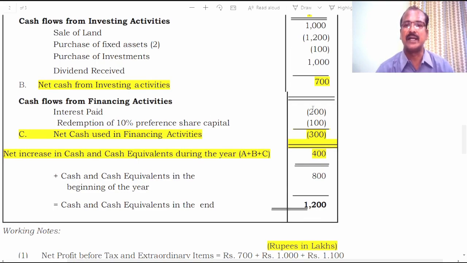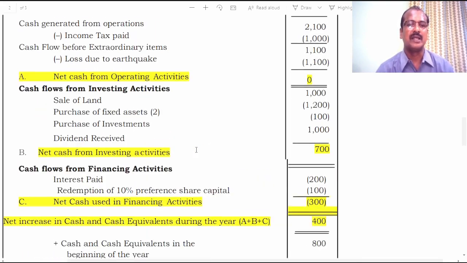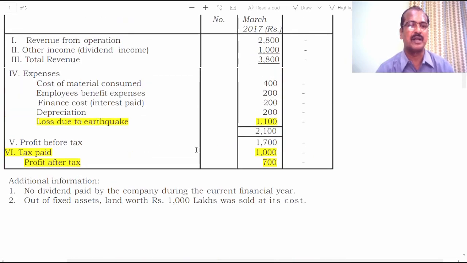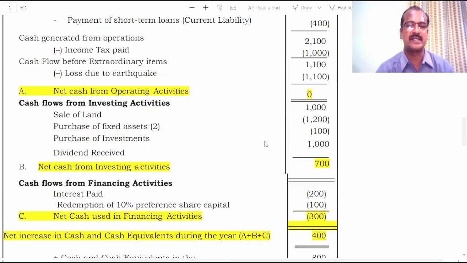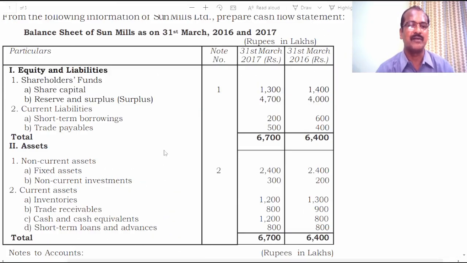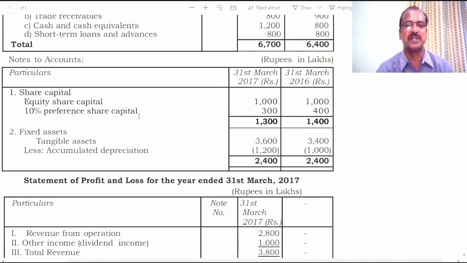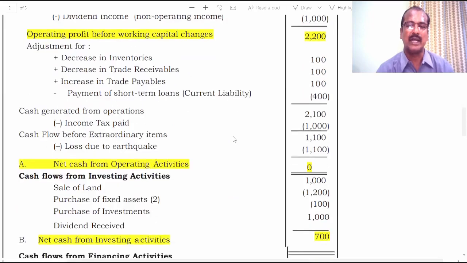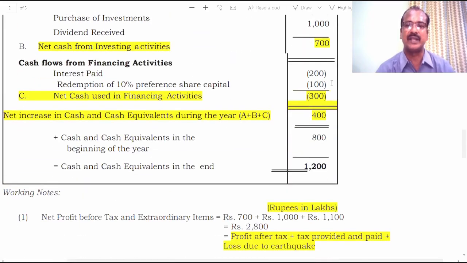The third category of cash flows is cash flows from financing activities. Interest paid 200 lakh rupees. The interest paid is very clearly given in the statement of profit or loss. See, finance cost interest paid 200 lakh rupees, and that is what treated as cash outflow here. Redemption of 10% preference share capital 100 lakh rupees. I explained it in the beginning. See, have a look at this. 10% preference share capital according to note number 1. Opening 400, closing 300 lakhs. Therefore, the preference capital worth of 100 lakh rupees has been redeemed during the year at their par value, and that is what the cash outflow through this activity recorded here.